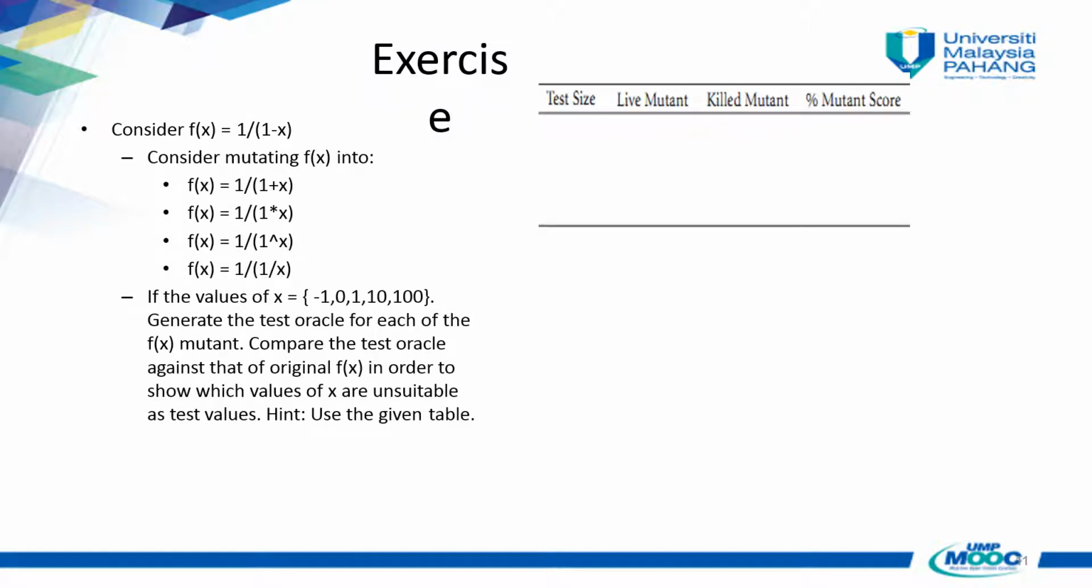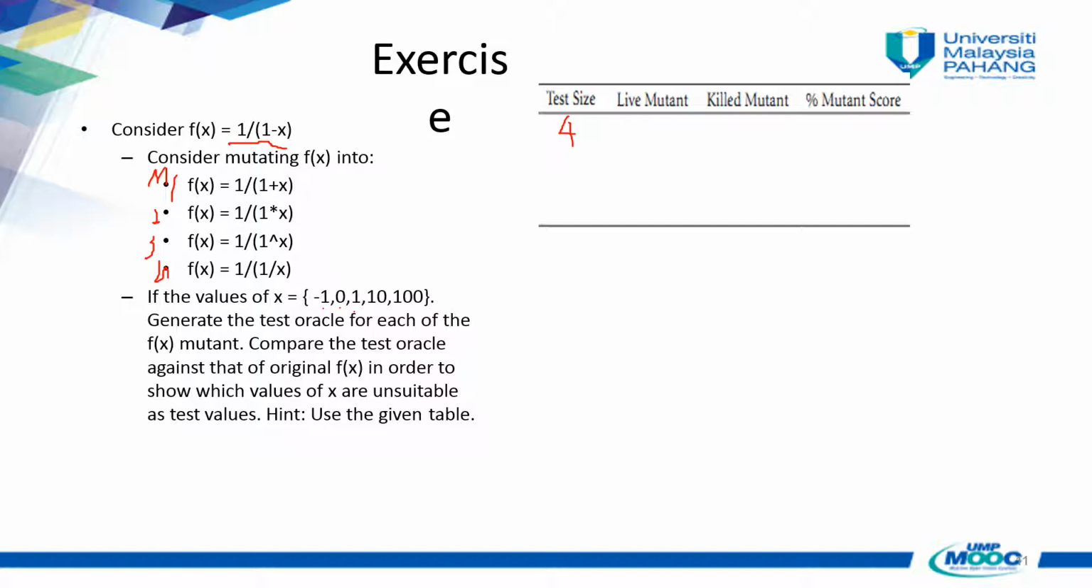So let's say we have an exercise here. We have the original equation here. We can create mutant number 1, mutant number 2, mutant number 3, mutant number 4. So how many test size here? We have 4 mutants, so we have a 4. And we have a test list here. X has several values. X can be either -1 or 0 or 1 or 10 or 100. So we want to test each one of these in the test list.